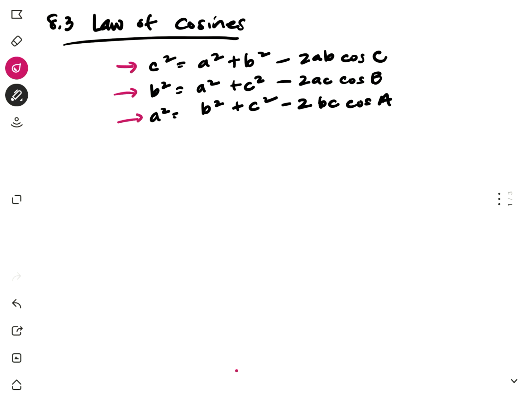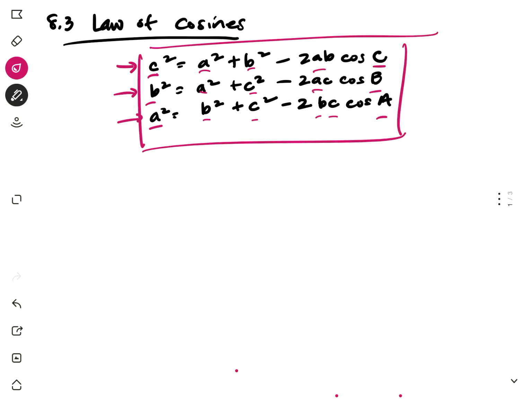What helps me remember is that the side that we start off with squared goes with the cosine of the angle of the corresponding letter. So we have b squared and B, and a squared and A. And the other two letters are the ones that are not the side or angle we're talking about. If we have c, then a and b. If we have b, then a and c. When we have a, we have b and c. In case you wanted to note it down so it's easier to remember, but if you can't memorize it, that's fine as well. Those are the three formulas we're going to be using to do our work.